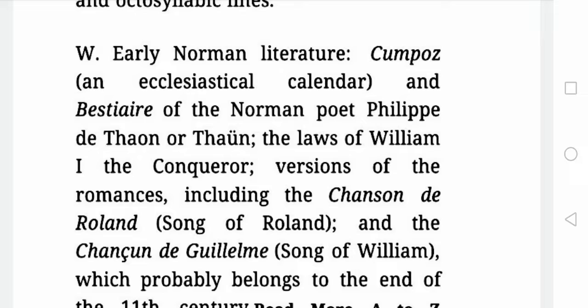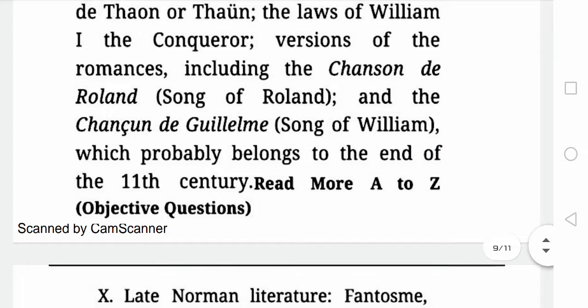Now comes the early Norman literature. It includes all of this. William the First, the Conqueror, was there at a time, and then comes the son of William. All of them really contributed at that time.